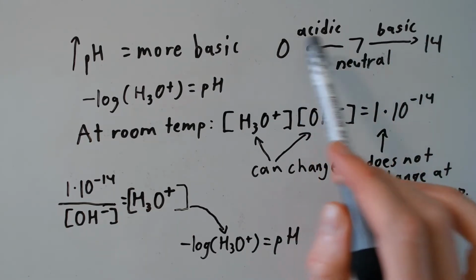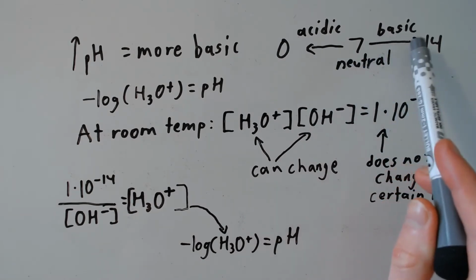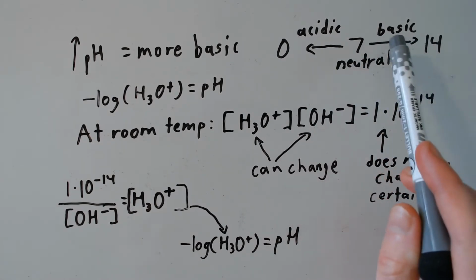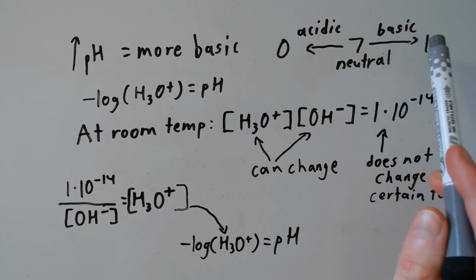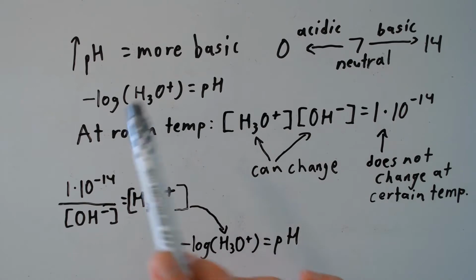And if it's below 7, then the solution is acidic. And at 7, it's neutral. So we need to find the pH. And for a basic solution it would be above 7. However, how do we actually find the pH calculation wise?